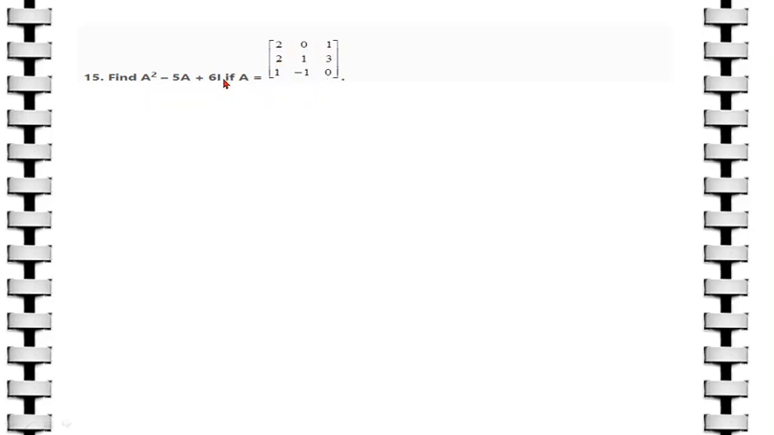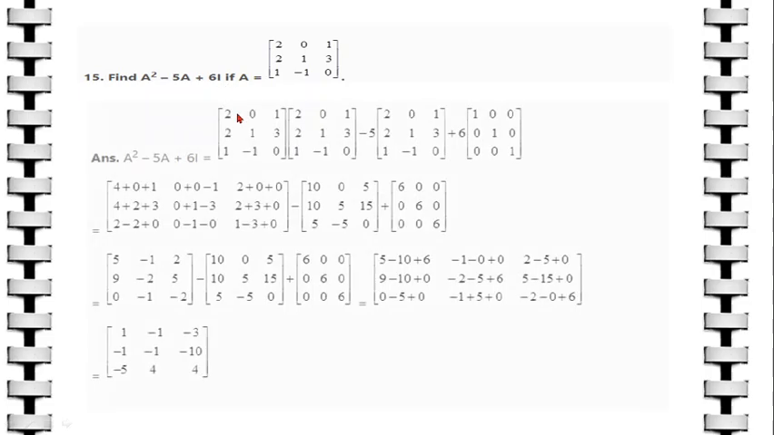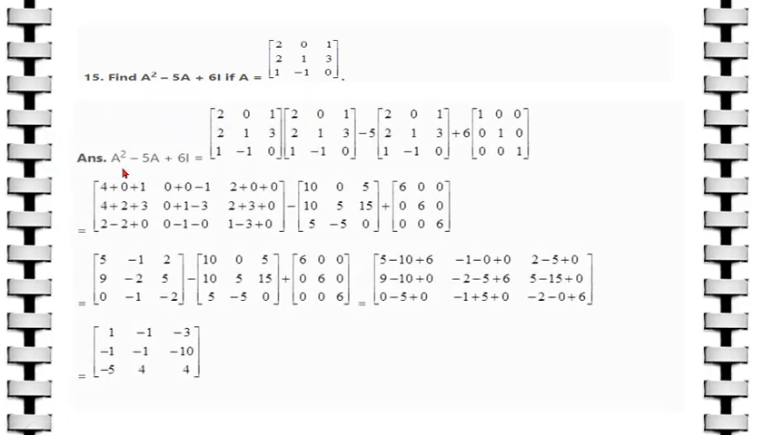It means we have to multiply all the elements of A with 5. And plus 6I. This is not 61, this is 6I. So I means identity matrix. So when we will multiply 6 with identity matrix, it will become a scalar matrix. Now let's see. A square minus 5A plus 6I. So A and A, minus 5A. Let's put the value of A. A means A matrix, plus 6I. So 6 into identity matrix.